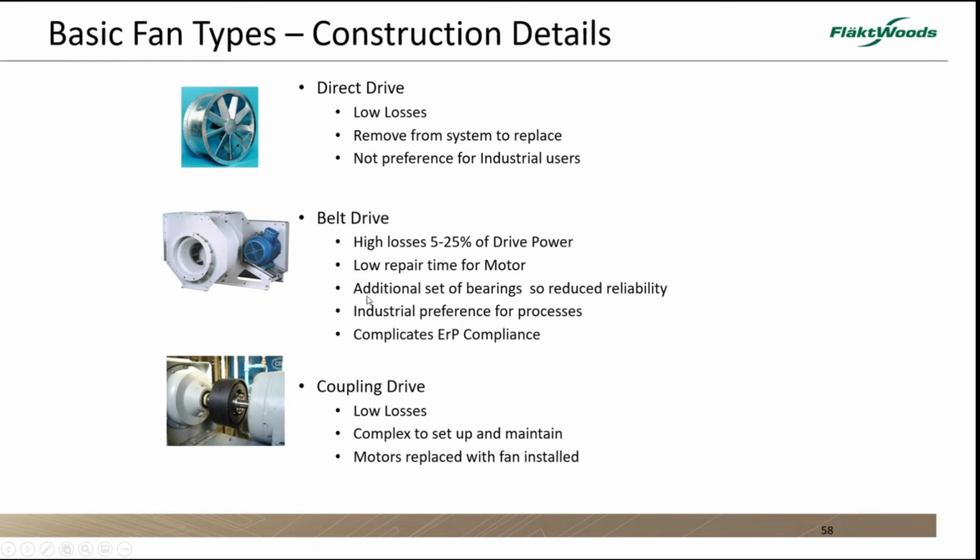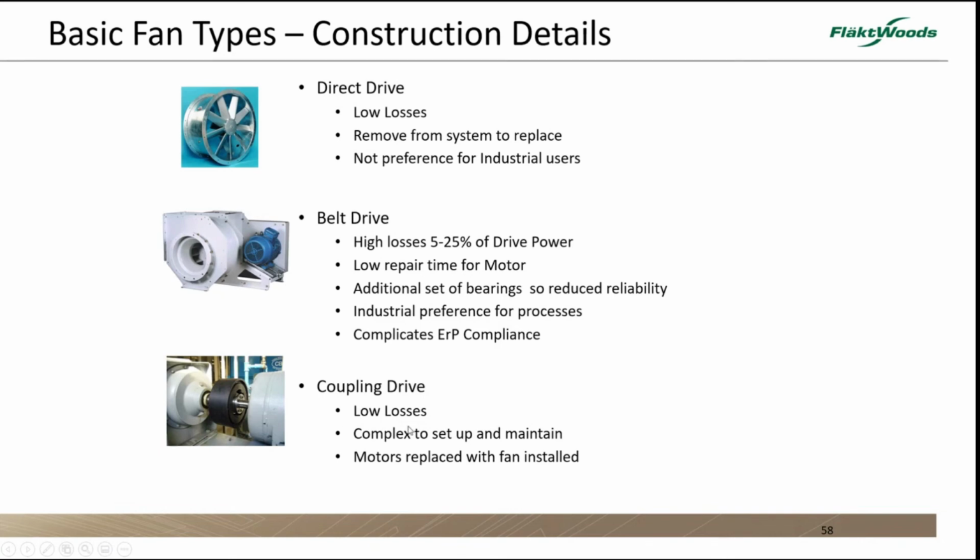So belt drive, where you have the impeller driven by a belt assembly, has some advantages in terms of a low repair time if you've got a motor failure, but you have an additional set of bearings, and probably at least 80% of failures would be due to bearings, so that becomes a little bit questionable. Plus you have the drive loss, which can be anything from 5, maybe a little bit less than that, up to 25% of the drive power if it's a small fan. So ERP compliance can be complicated, but it's undoubtedly preferred for industrial processes.